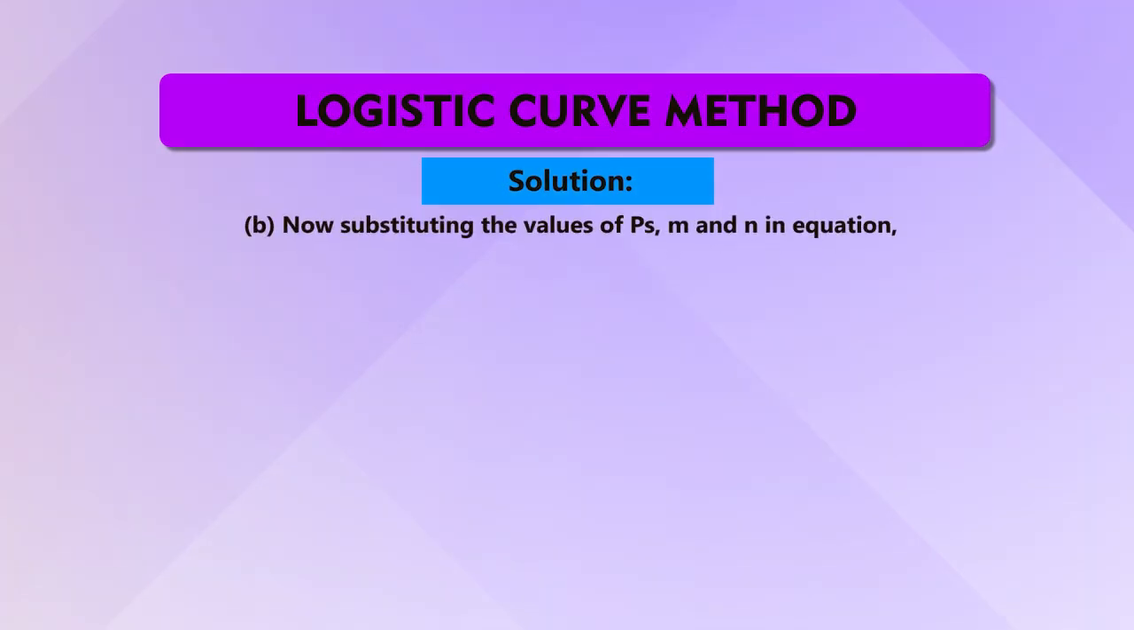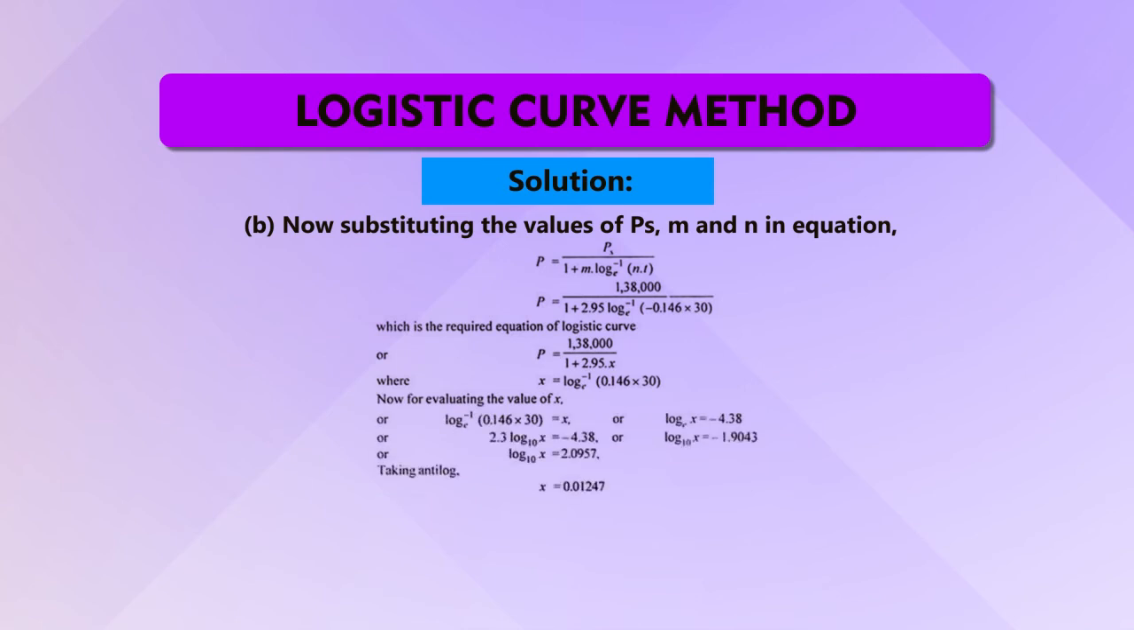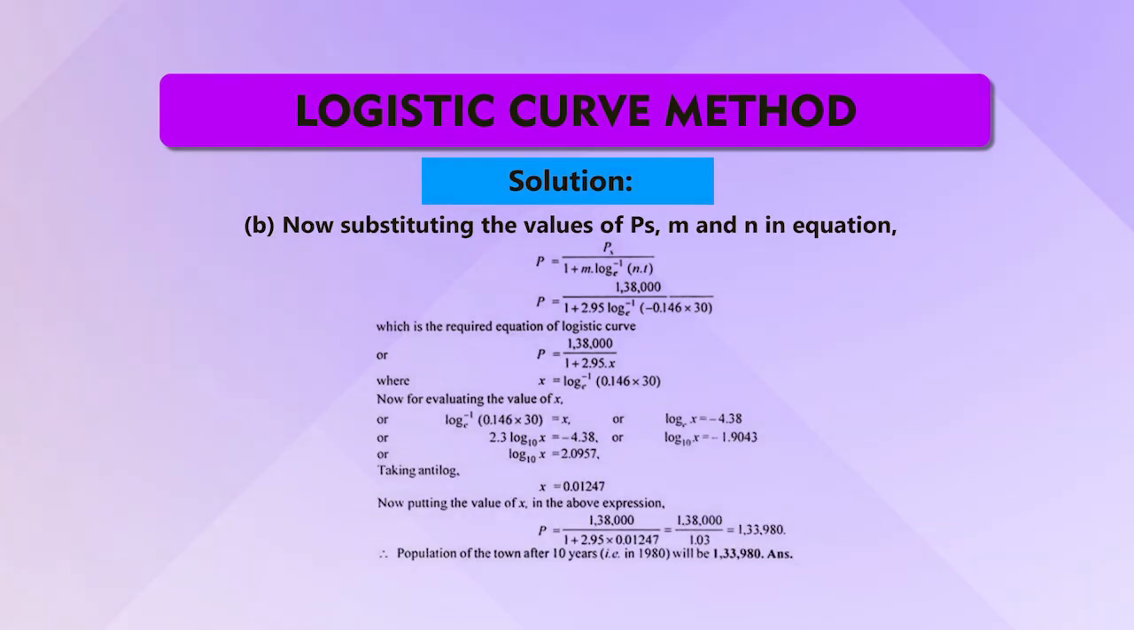Now substituting the values of Ps, m and n in the equation P is equal to Ps divided by 1 plus m log inverse log e n into t. Here we put all the values of Ps, m, n and t, which is 30. The answer comes 1,38,000 divided by 1 plus 2.9 x. So we calculate x by equating the equation.